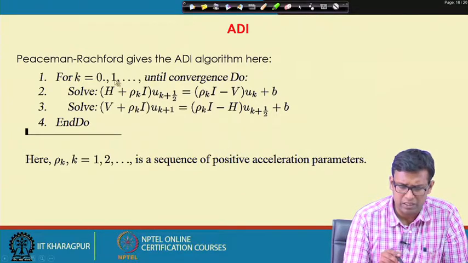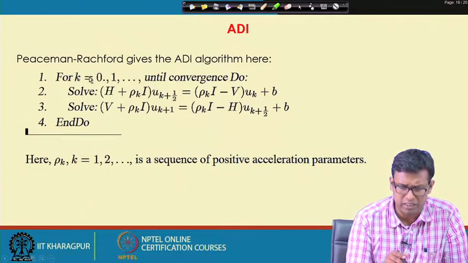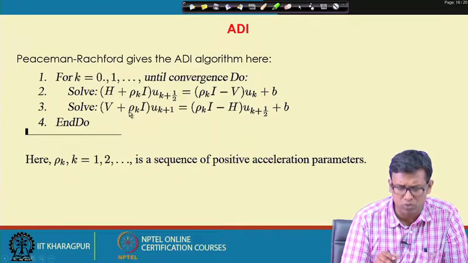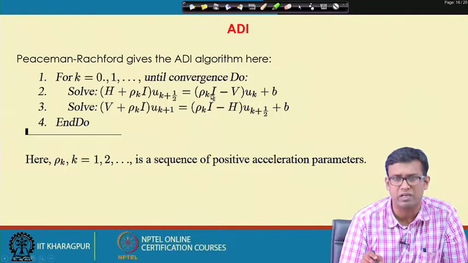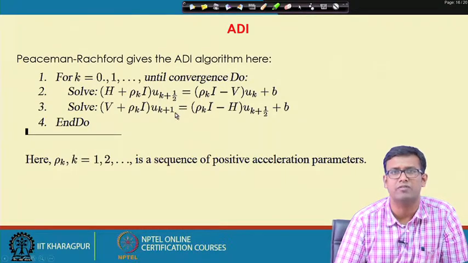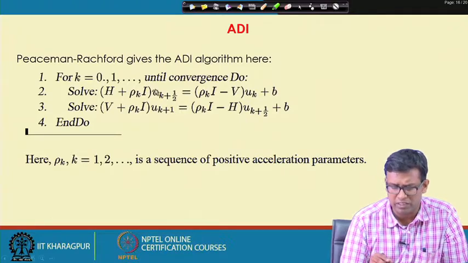Interestingly, if we see that the iterations k equal to 0, 1, 2, these are the iteration levels. In each iteration level, the scheme is broken into two semi iteration levels. The first semi iteration level is along x, the second semi iteration level is along y. And in the first semi iteration level, this is like a Jacobi scheme.